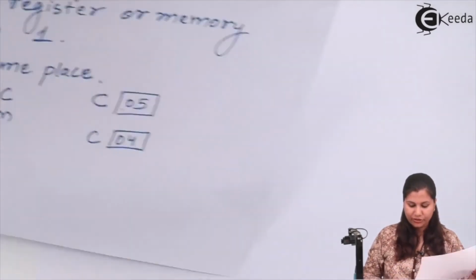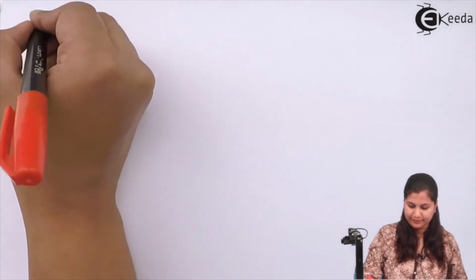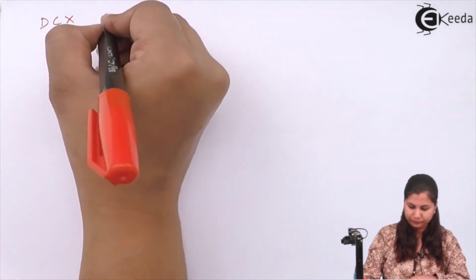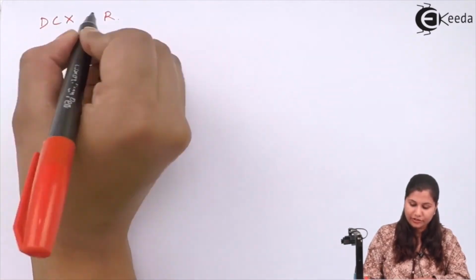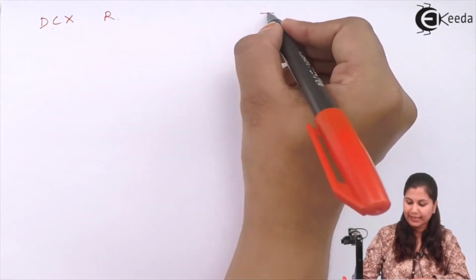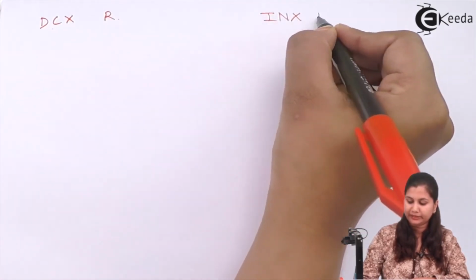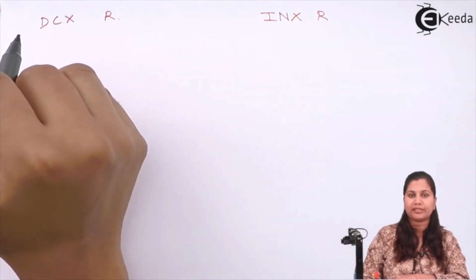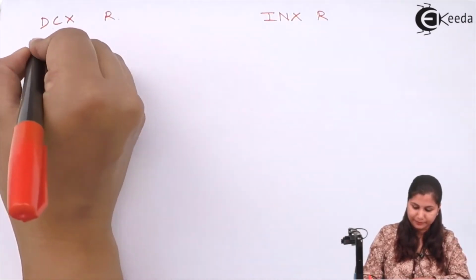Now the next instruction we have is DCX. This instruction decrements the register pair by 1. Just like INX was for incrementing the register pair by 1, DCX is for decrementing the register pair by 1.